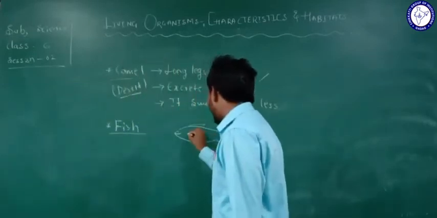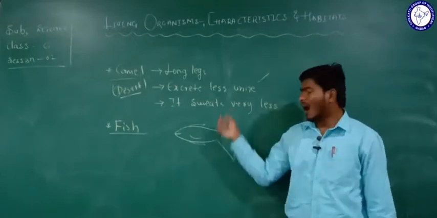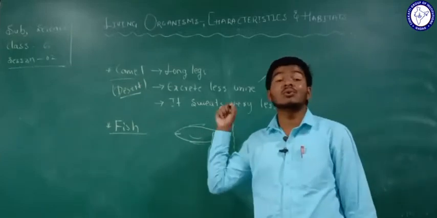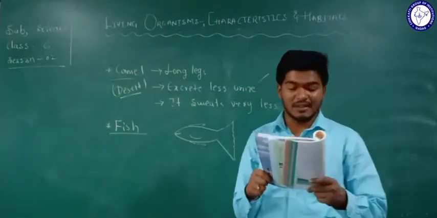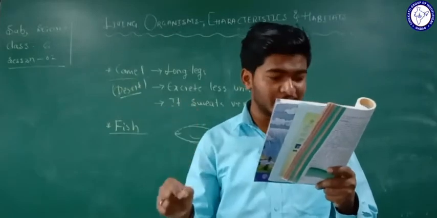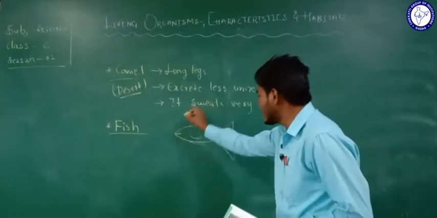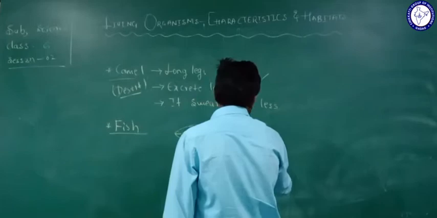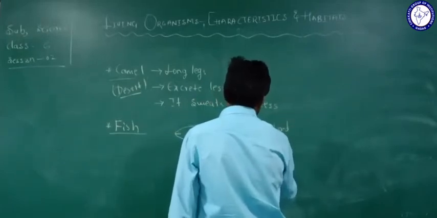Isn't it like that? This is the body shape of the fish I am considering. So all the fishes have a similar body structure, isn't it? That is helpful to live and to move inside the water. That is the first property of the fish. All those shown here have a streamlined shape, and this shape helps them to move inside the water. This structure is called a streamlined shape, a streamlined structure.